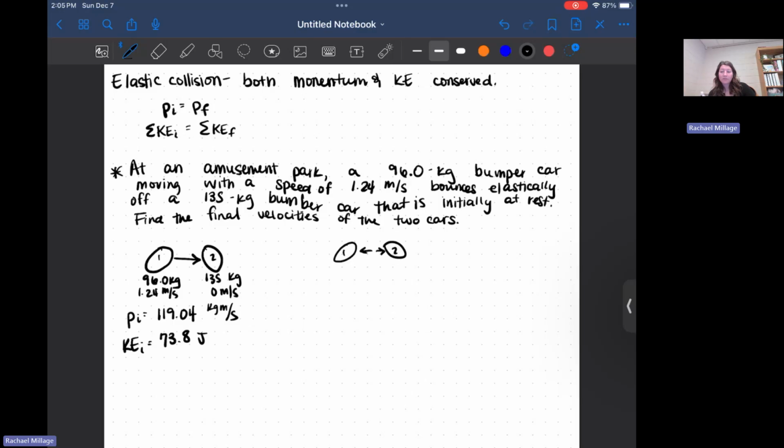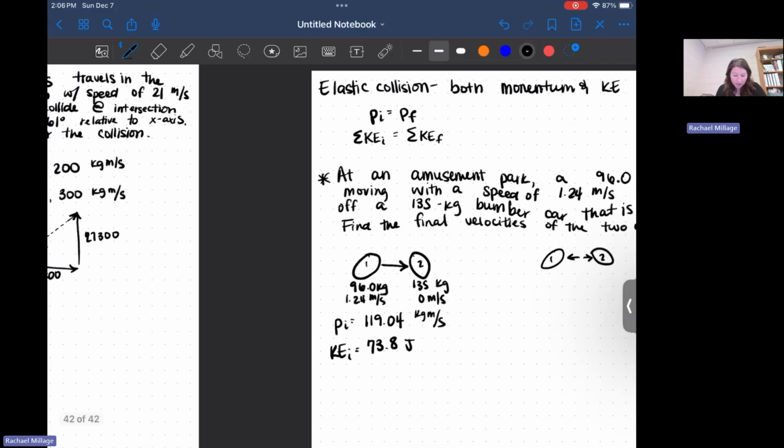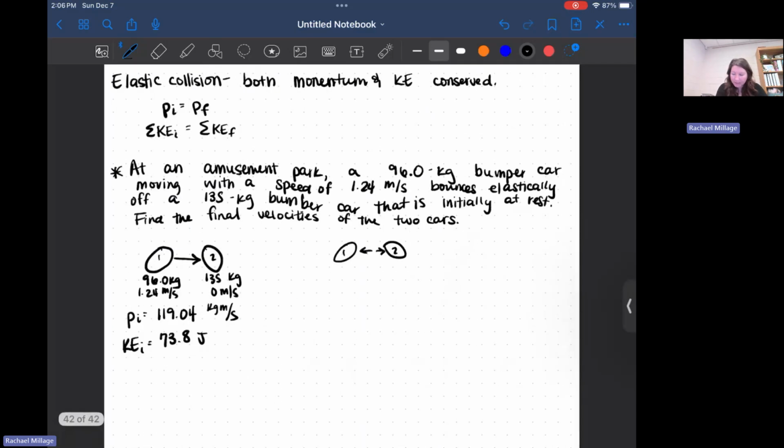So now it's asking to find the final velocities of the two cars. What we're going to have to do is figure out, based on conservation of momentum and the fact that our kinetic energy is conserved, what the final velocities are of those two cars. So the final speed for car 1 is going to be, oh, sorry, I missed an equation that helps us with energy conservation with our elastic collision.